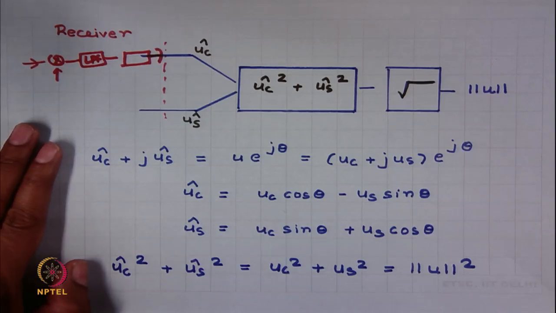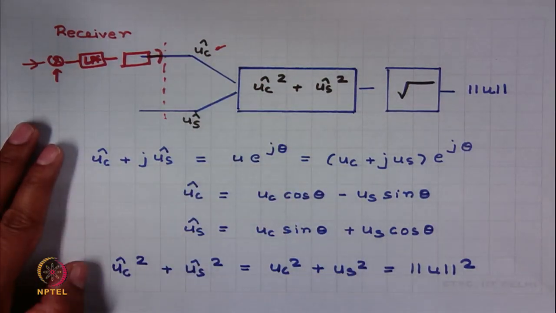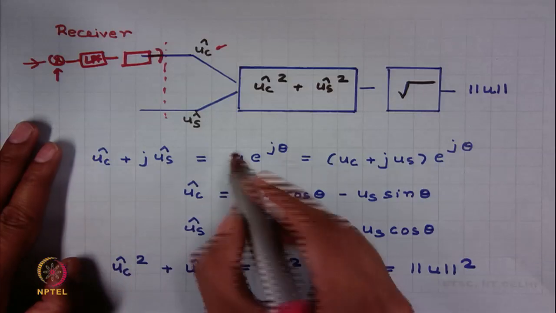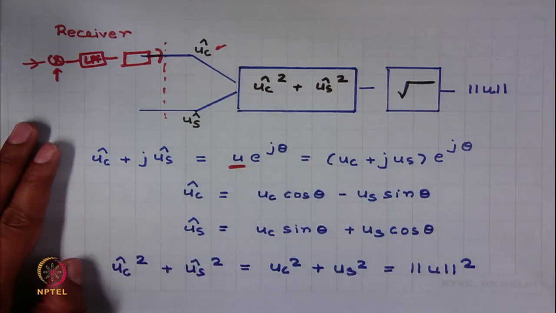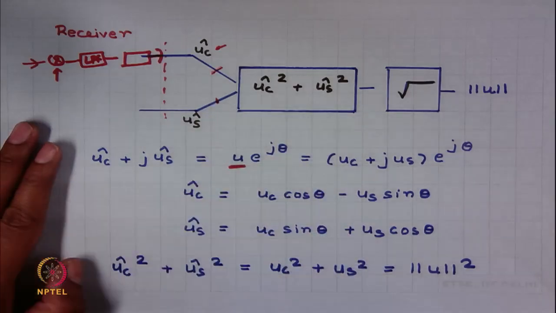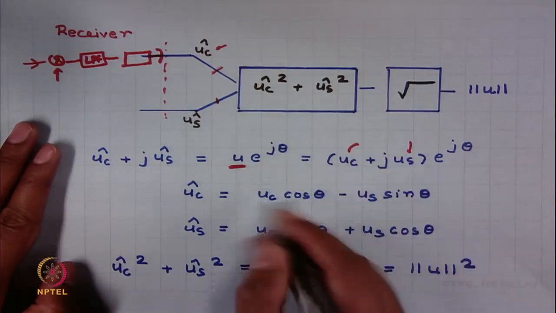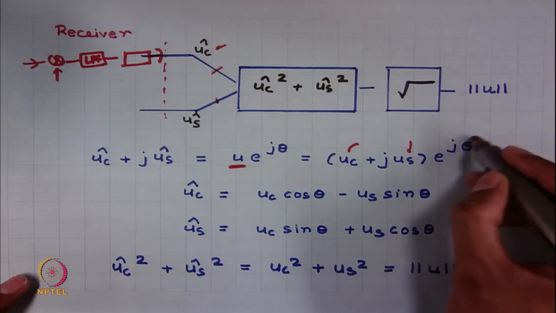What we receive in this non-coherent receiver is UC cap and US cap. What are these? These are the cosine and sine parts of the received baseband signal in the presence of frequency and phase offset. If I assume that my received baseband signal is simply u multiplied by e to the power j theta, from this I can get the cosine and sine parts that I have here. Okay. U is simply uc plus j us. So, these are the cosine and sine parts that we intend to receive, but in the presence of frequency and phase offset this gets multiplied by this factor.